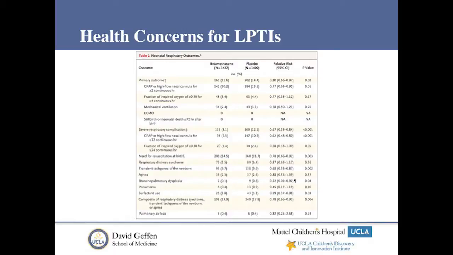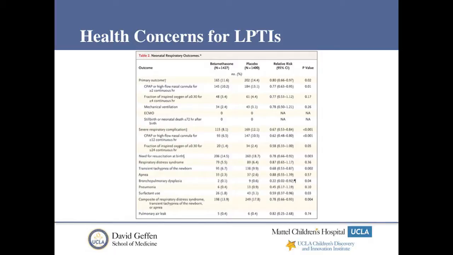So when you look at their primary respiratory outcomes, what they saw was a significant decrease in the patient population, and this is N of 1,427. So for neonatology, we almost never get studies that have this large of a sample size. So this was pretty impressive. And they saw a significant improvement in that group. When they looked at some other things, they looked at their composite of RDS, TTN, and apnea.